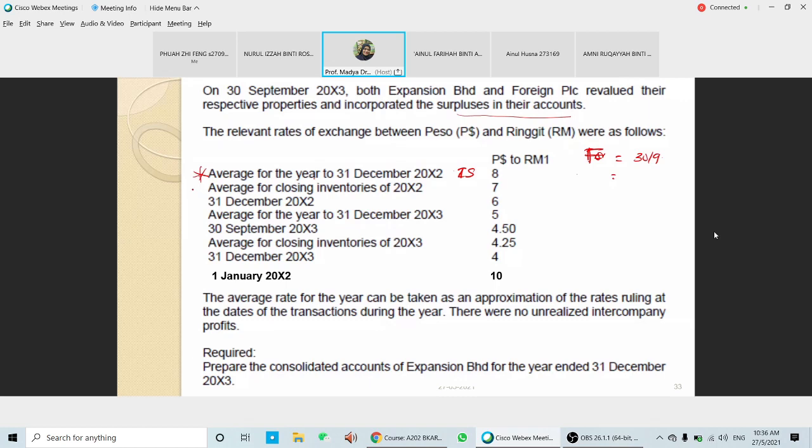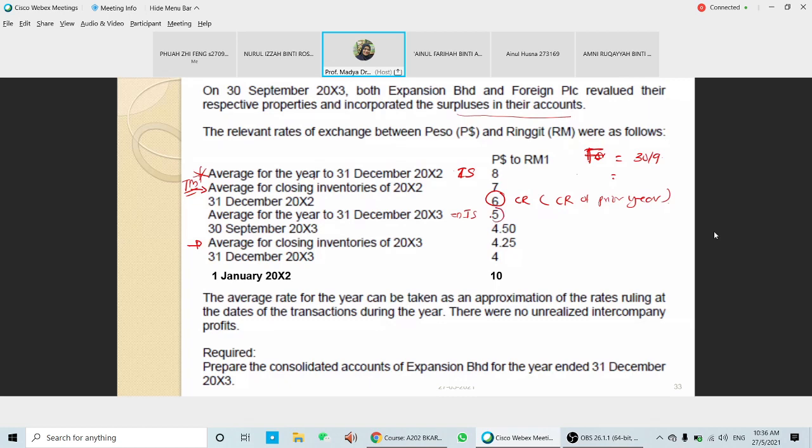Average closing rate inventory, and then average closing rate inventory in X3 here is for the temporal method. We don't need to use this one for the closing method. Okay, this is a closing rate. So the closing rate in X2 here is 6. X2 here is also considered as the closing rate of the prior year, because now we are in the year X3. And then this is the average rate for the year X3. So when you translate the income statement in X3, we're going to use this rate.